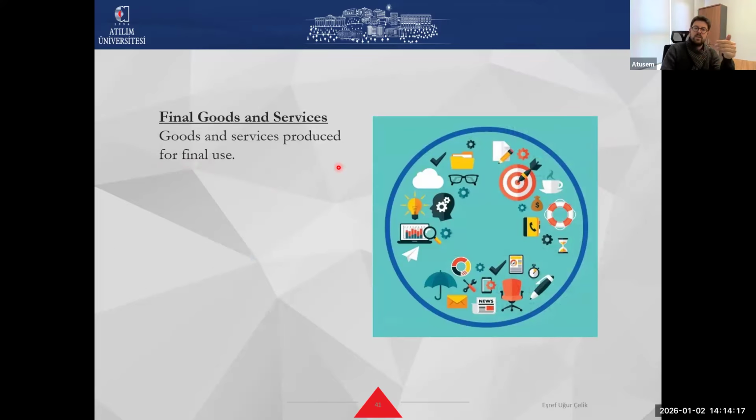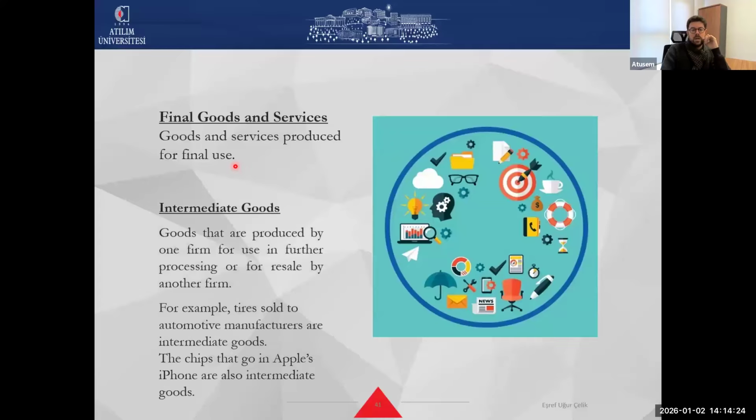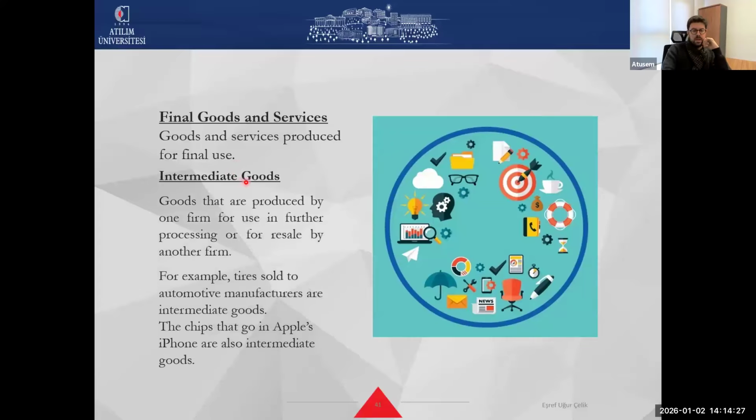We include in the calculation only final goods and services, that is, ready to use or final to use. And one more thing, intermediate goods. Intermediate goods are goods we can use for producing final goods. For example, to produce that one, we can use glass. That glass helps to produce our final goods.